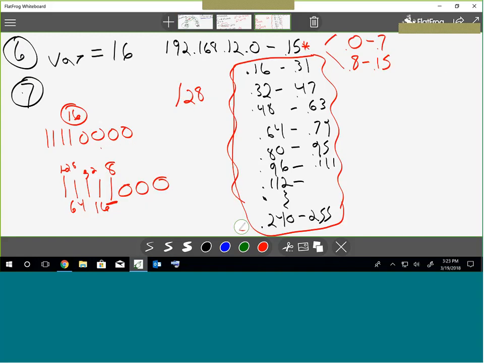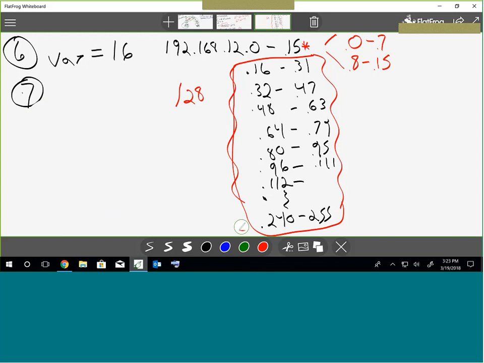So guess what? Let's do this. By the way, at this point right now, we're at a /29. Let's borrow one more bit. So let's turn on 1, 2, 3, 4, 5, 6, 7, 8. What's the variable now?